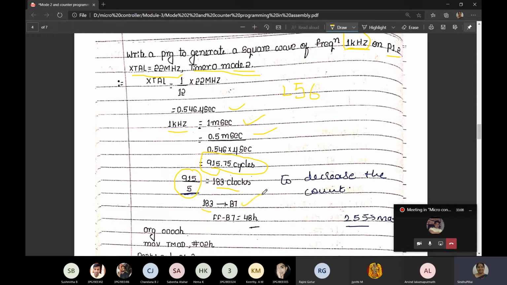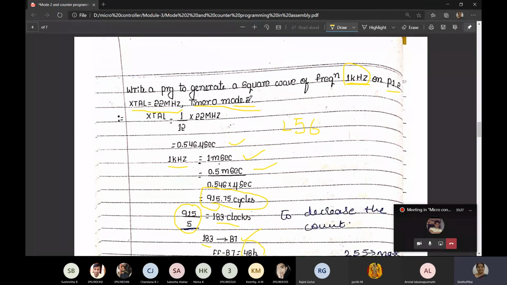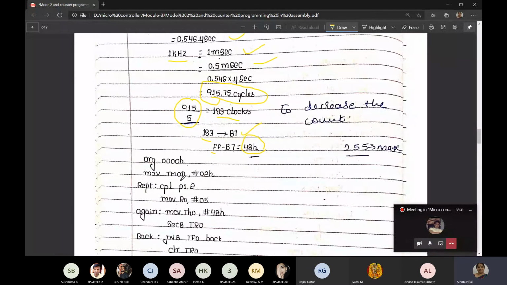It is B7. So from the maximum count, that is FF, you subtract B7, we get 48. 48H is the hexadecimal value which has to be loaded in TH. And since it has to work in mode 2 and timer 0, here the TMOD register should be filled with 02H. If it was timer 1, it would be 20H. Since it is timer 0, it is 02H.